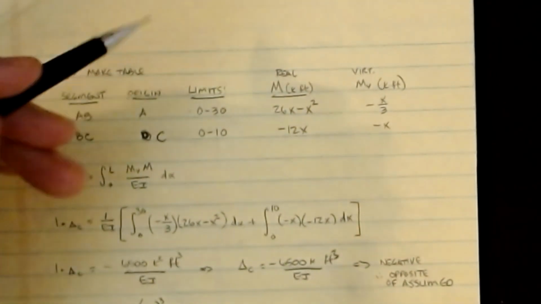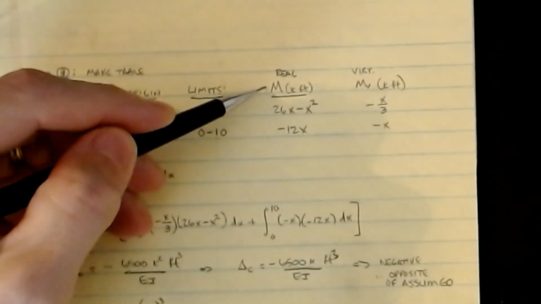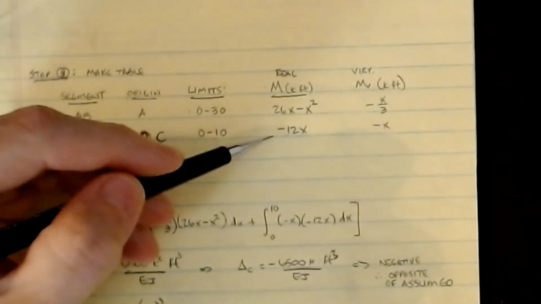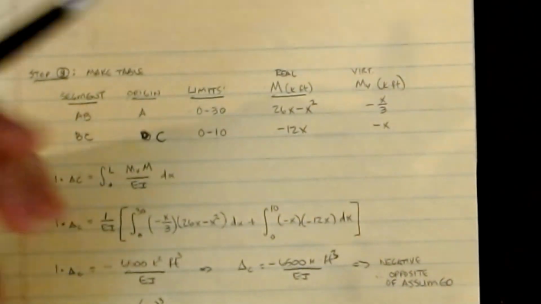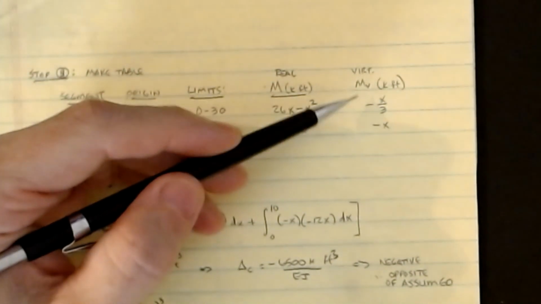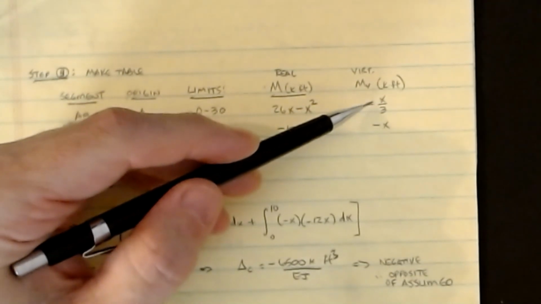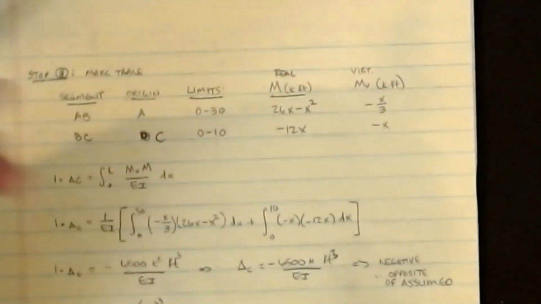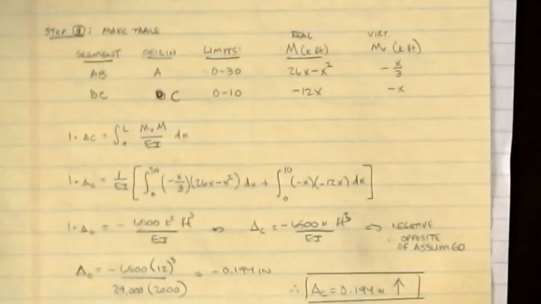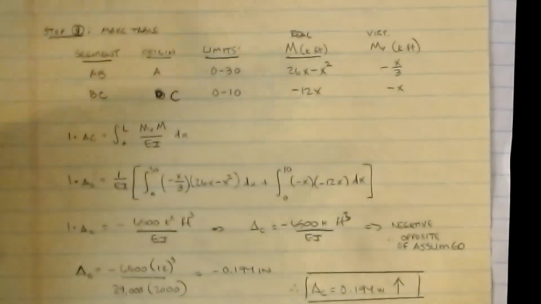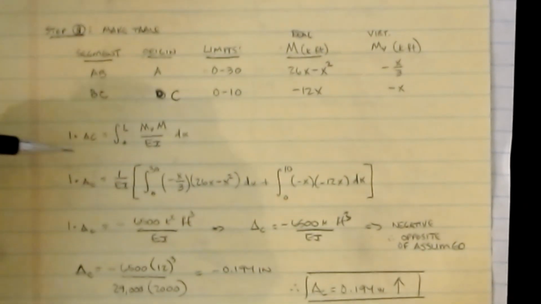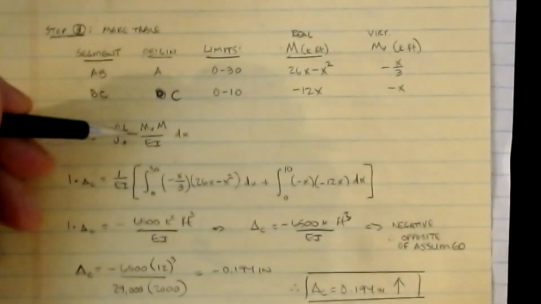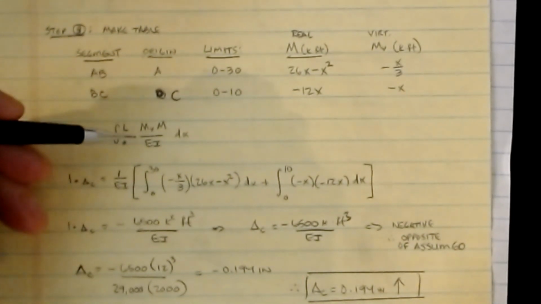So then all we do is write down our real moment equations that we derived. You've seen those: 26x minus x squared for AB and minus 12x for BC. Then we plug in our virtual ones that we came up with. The AB one was minus x over 3, and the cantilever was minus x. Then all we have to do is plug into our integral. So I have 1 times delta equal to the integral from 0 to L of m times mv over EI dx.